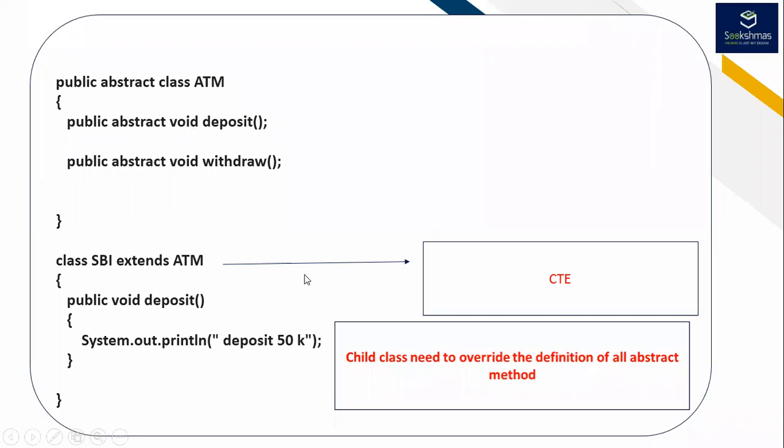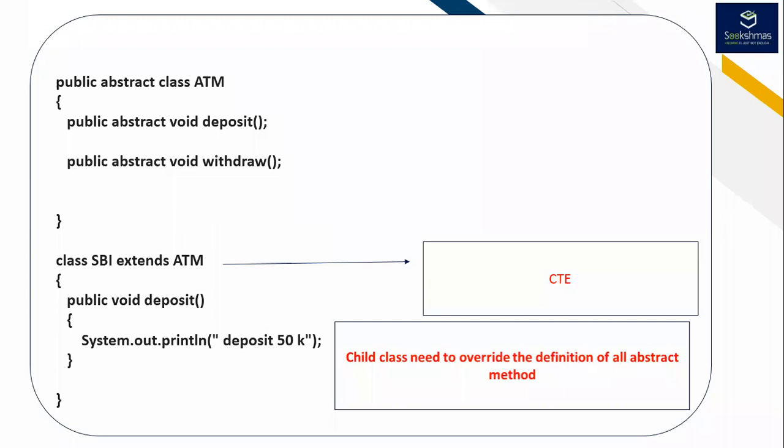For this also we'll get a compile time error. Why? Because the child class, in this case SBI, needs to override all the definitions of the abstract methods. So here two methods are there, and you have to provide the implementation in the derived class for both methods. Suppose you are providing the implementation for only one method, then you will get the compile time error. Why? Because two methods are there and you have to provide the implementation in the derived class for both methods. If you provide the implementation for only one method, you will get the compile time error. This is the point you should remember.